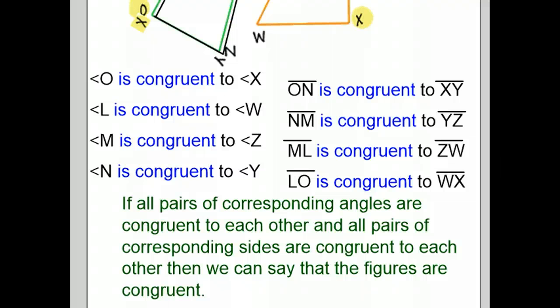We have to be able to prove it congruent by proving that all pairs of corresponding angles are congruent to each other and all pairs of corresponding sides are congruent to each other. And then we can say that the figures are congruent. But the key phrase to look for is all pairs of corresponding sides and all pairs of corresponding angles have to be shown to be congruent.